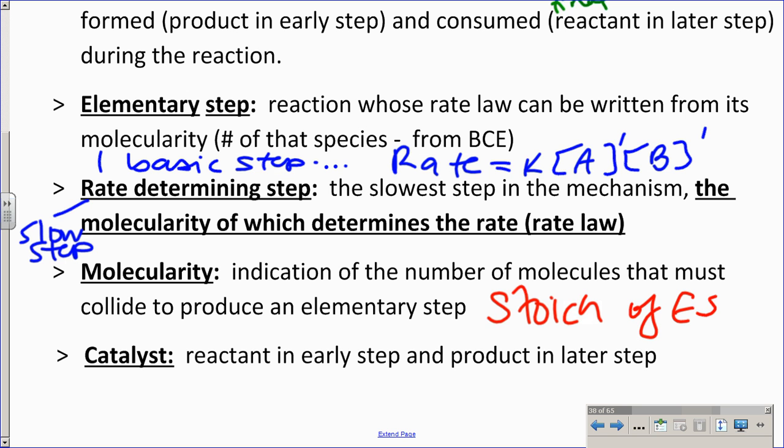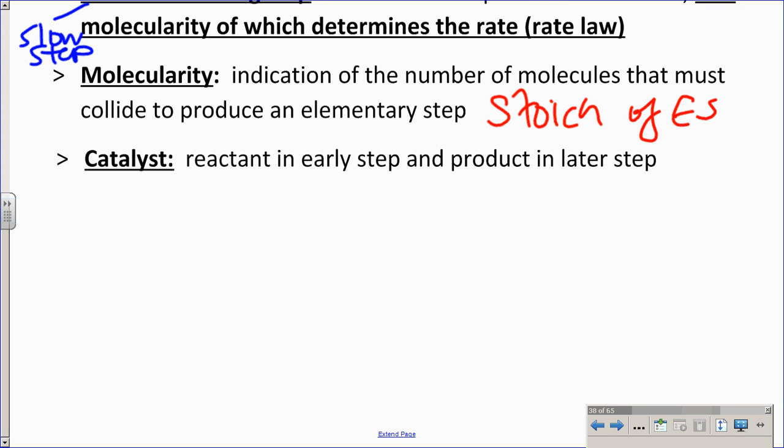I put catalyst way far away from intermediate because I don't want you to mix those two up. So intermediates are what? They are produced and then immediately consumed as a reactant, right? Catalysts are present at the very, very beginning. So they're pretty much opposite. They're present as a reactant in a very early step. They kind of disappear for a while, but then they show up again in the final products. So they are reacting in an early step and a product in a later step.